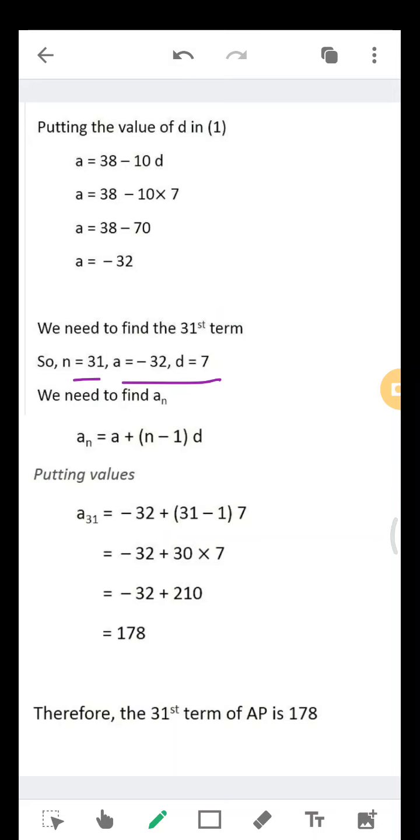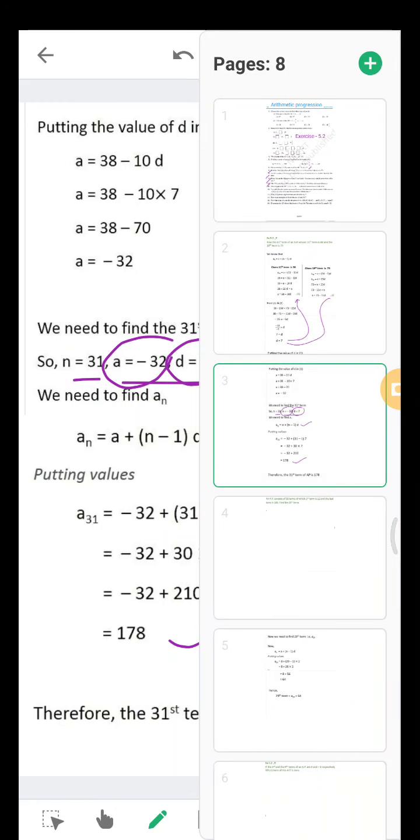We have to find 31st term of this series. So you can use the formula an is equal to a plus n minus 1 into d. What is a and d here? A is 32, d is 7. So substituting the values, a is 32, n is 31, 31 minus 1 into d is 7. Substituting all the values in the formula and simplifying, we get 31st term as 178. So this is the way we find the a and d values and find any missing term of the series whenever two terms are given.